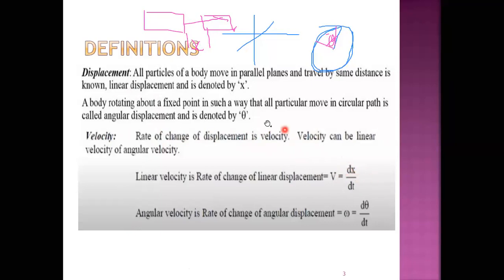If you consider linear displacement, that is dx with respect to dt, dx divided by dt, the change of displacement with respect to time. That is the rate of change of linear displacement with respect to time, called linear velocity. Similarly, the rate of change of angular displacement with respect to time is called angular velocity. The linear velocity unit is meter per second or centimeter per second. Angular velocity is in radian per second. These are all very basics, you know well, but anyway, this is very important here.